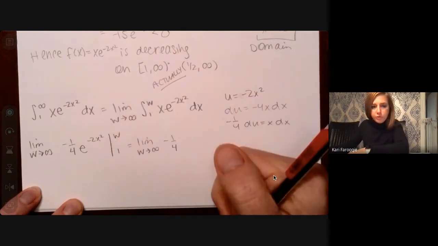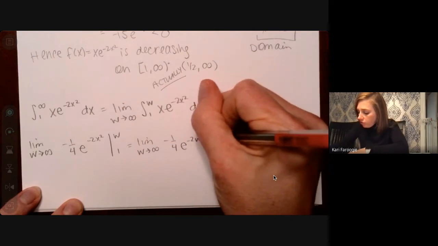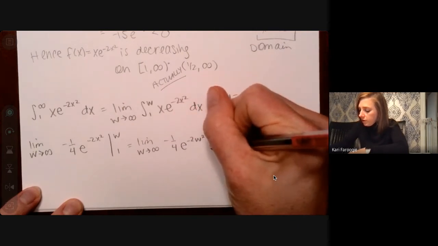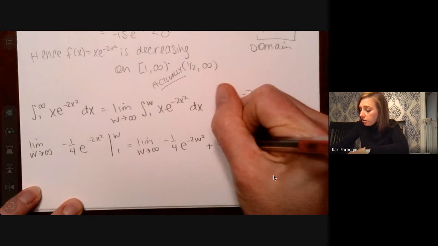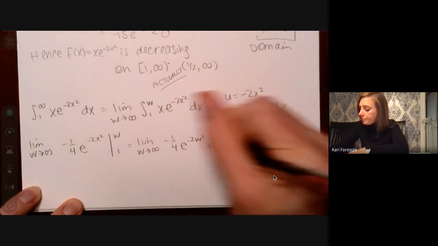Again, feel free to move the 1/4 out. I'm going to leave it in. e to the negative 2w squared minus a negative 1/4 e to the negative 2.